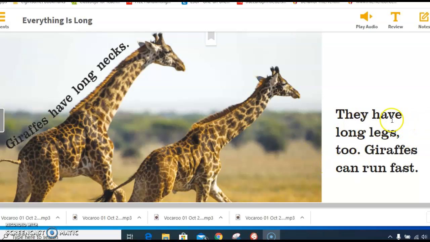All right, this says they have long legs too. So who has long legs too? They. So they could be your subject. What do they do? They have long legs too. So the last sentence says giraffes can run fast. Who can run fast? Giraffes. What can they do? They can run fast.